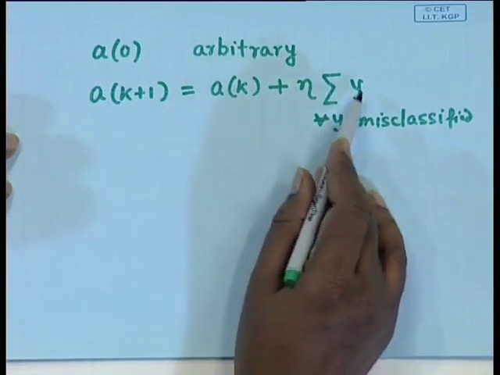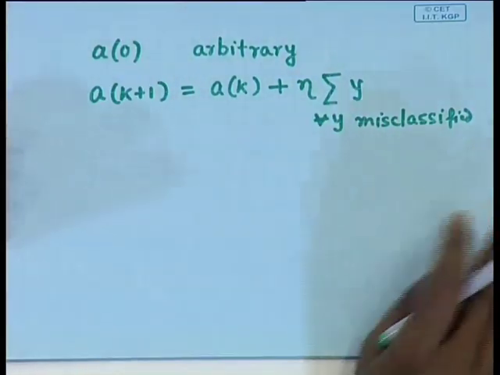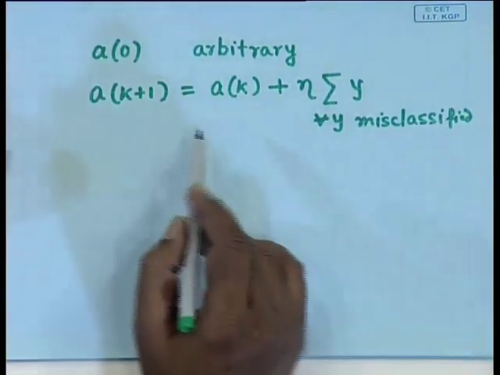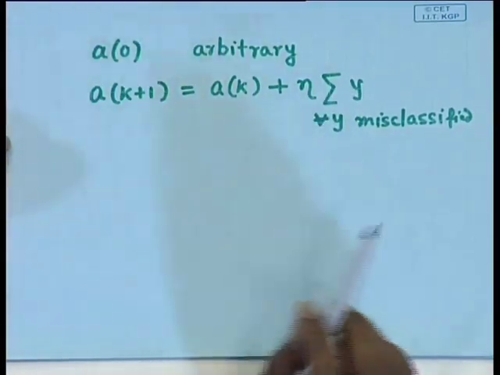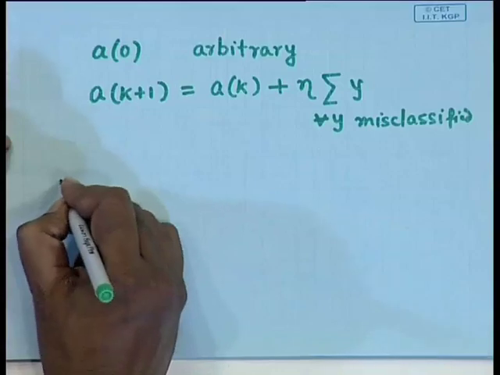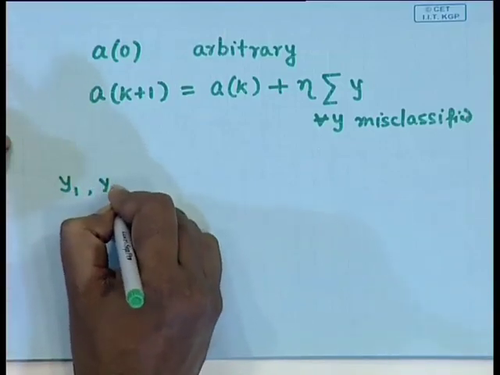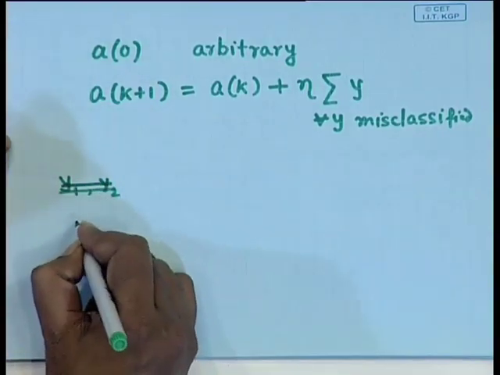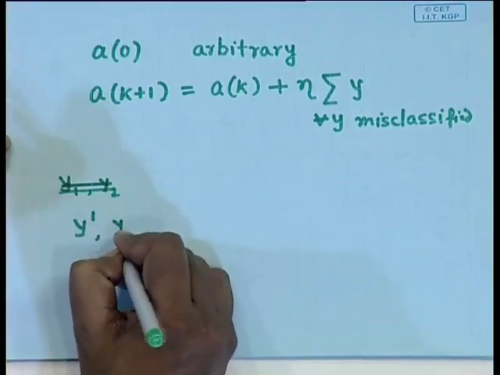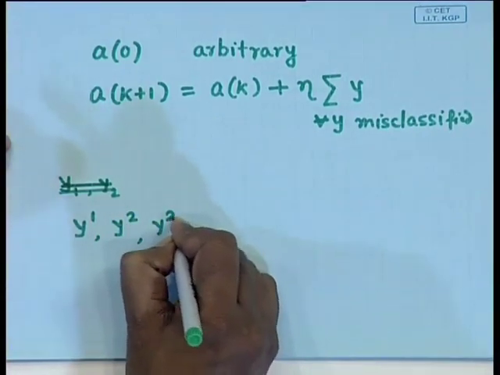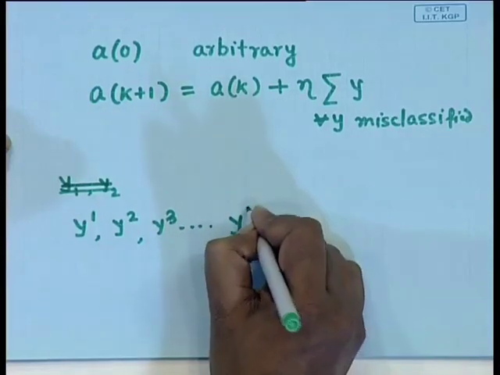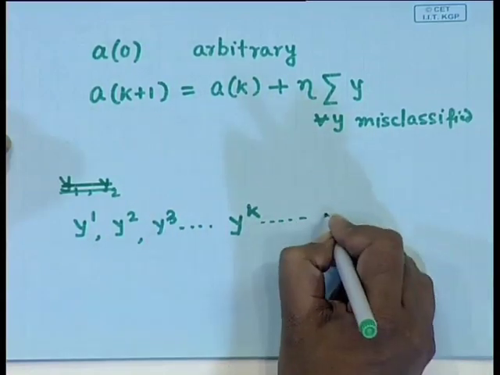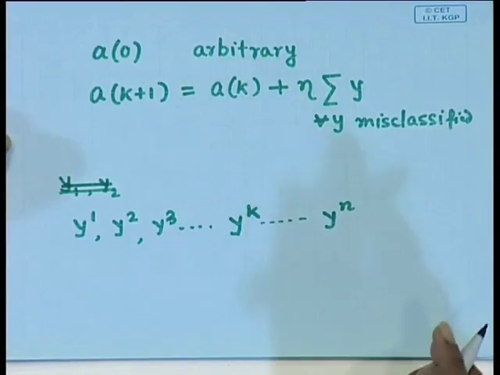So, instead of considering all the samples together, I can consider sample by sample. That means, I can have a sequential version of this particular step. So, I have samples, let me put it as superscript not subscript, y 1, y 2, y 3, and it continues; at the kth instant I will consider sample y k, that is the kth sample vector, and we have n samples, y n.